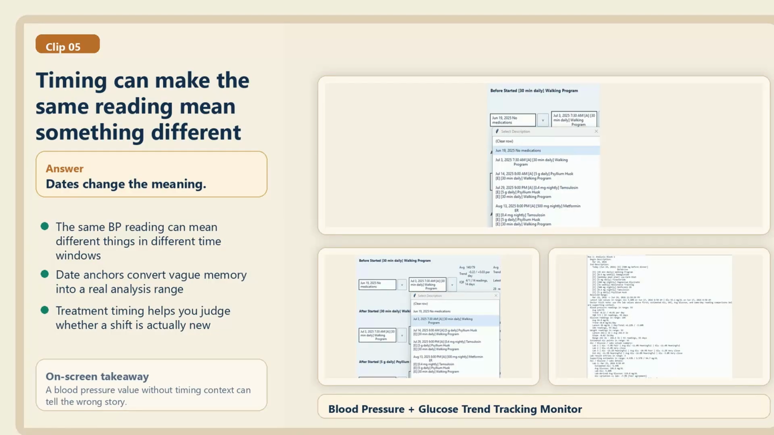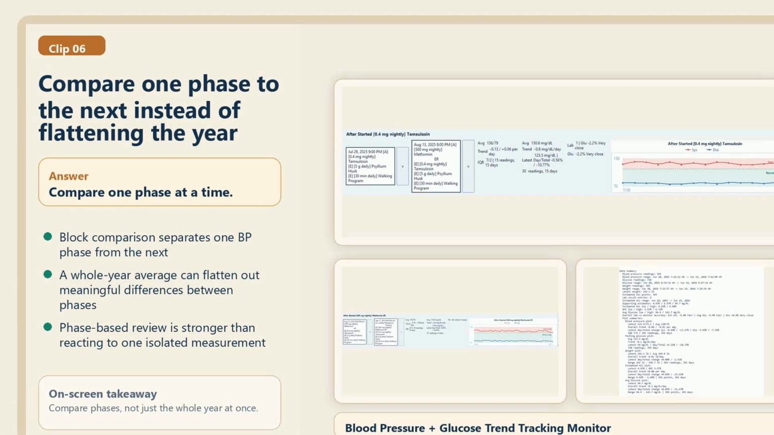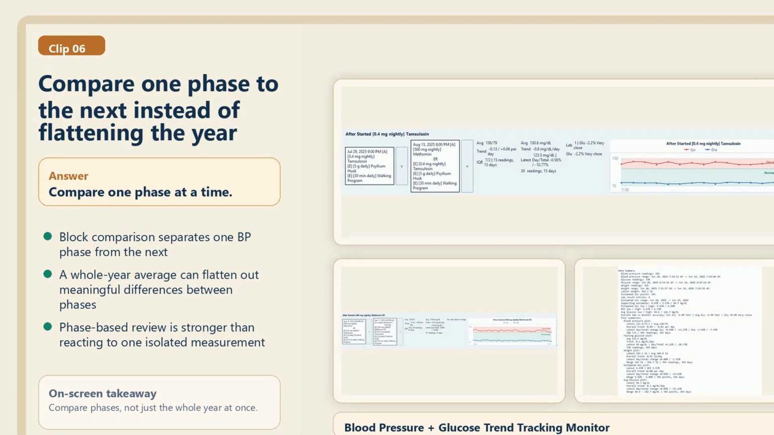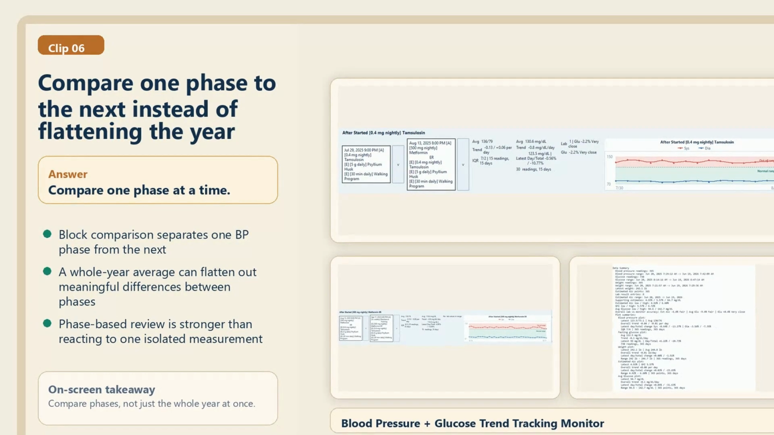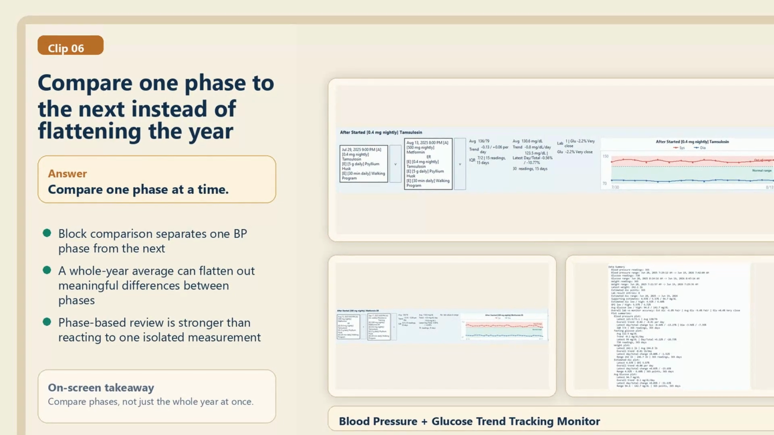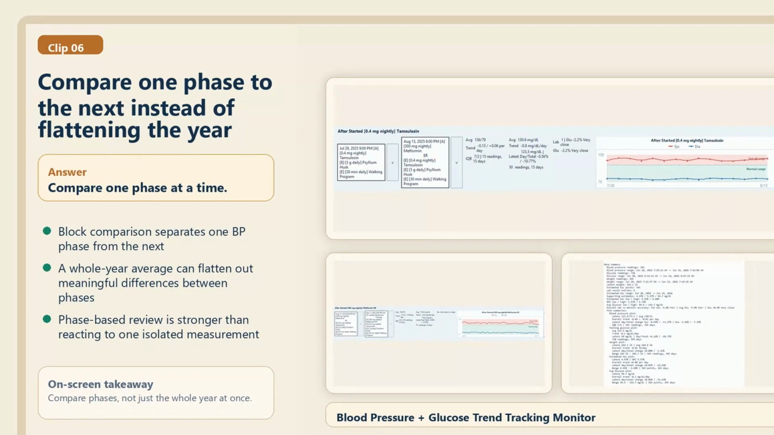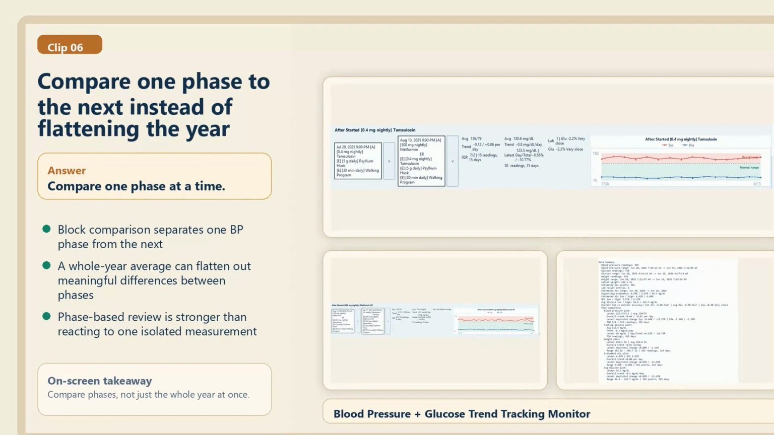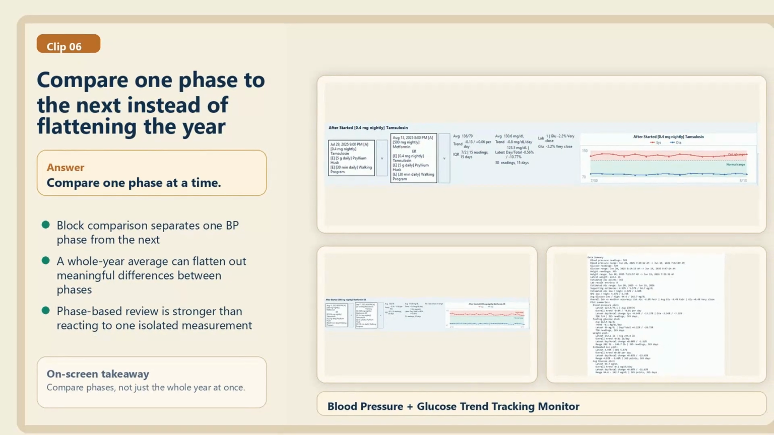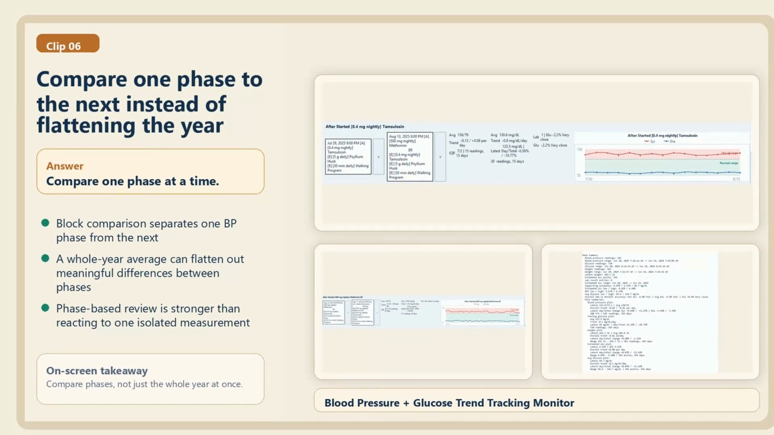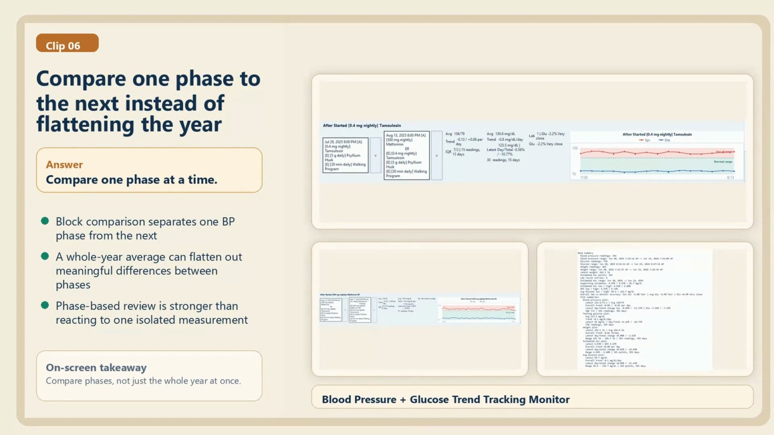Compare one phase to the next instead of flattening the year. The block comparison view is where the pattern becomes practical. It separates one phase from another so you can see whether blood pressure really changed after a medication, lifestyle shift, or other event. In the sample blocks, the average and trend values differ across phases. That is important because a full-year average can hide the fact that one block improved while another stayed flat or reversed. The app exposes those phase differences so one reading does not get mistaken for a permanent trend.